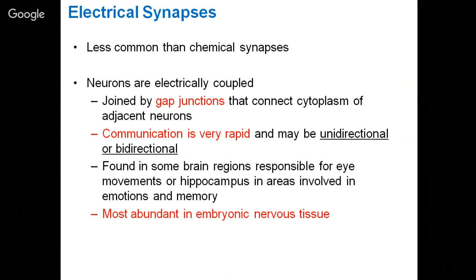The electrical synapses are less common than the chemical synapses. Neurons are electrically coupled. They're joined by gap junctions which connect the cytoplasm of adjacent neurons. The communication is very rapid, and it may be unidirectional or bidirectional. So that's the difference between chemical and electrical. Electrical could be unidirectional or bidirectional, and also it's very rapid. It is found in some brain regions responsible for eye movements, or hippocampus areas involved in emotion and memory, and it's most abundant in embryonic nerve tissues.